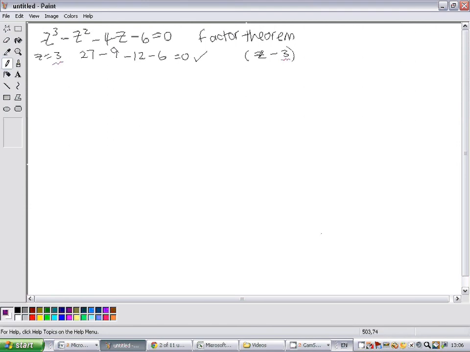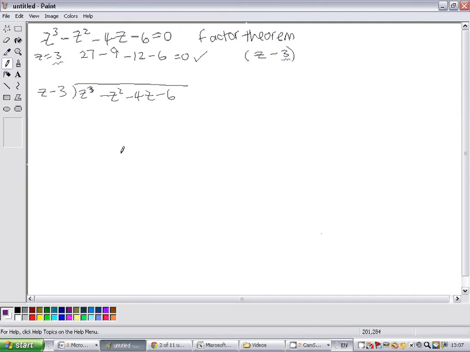So again, pause the video, and what I want you to do is algebraic division. I want you to divide this cubic, z cubed minus z squared minus 4z minus 6 by the linear factor. If you do that by inspection, that's fine, as long as you can work it out and it's clear. Whichever method you do is fine. So have a quick go at that.